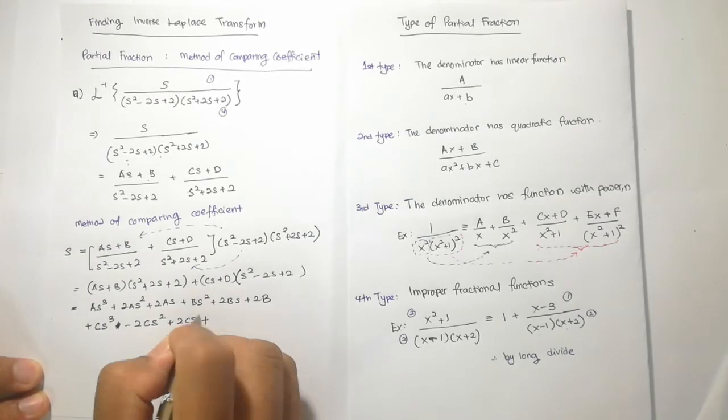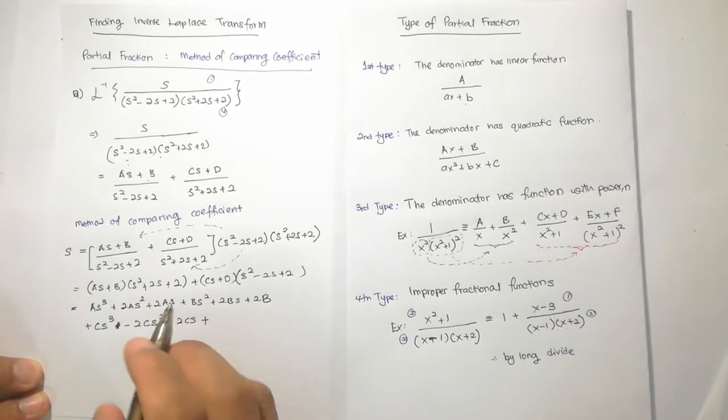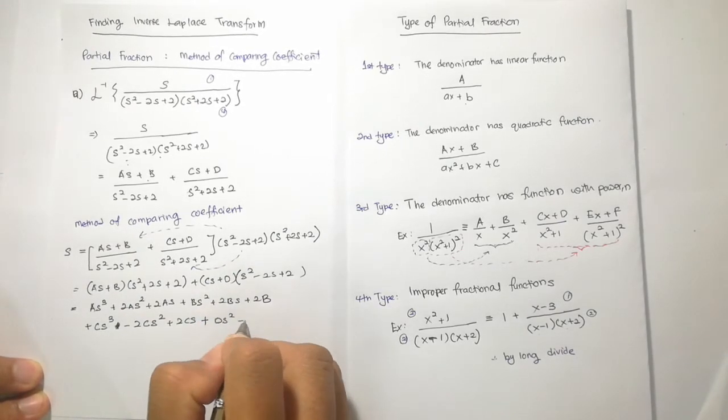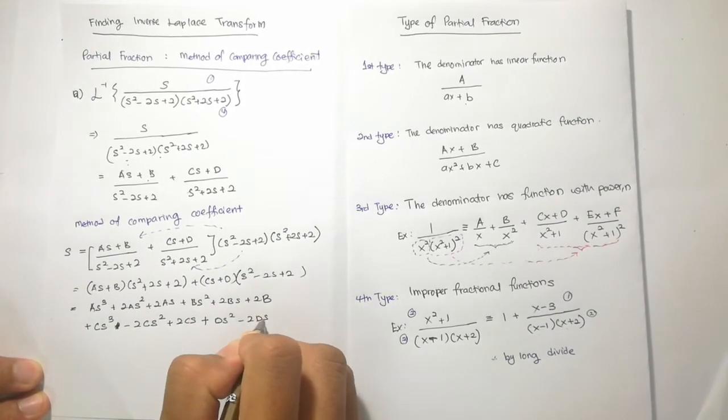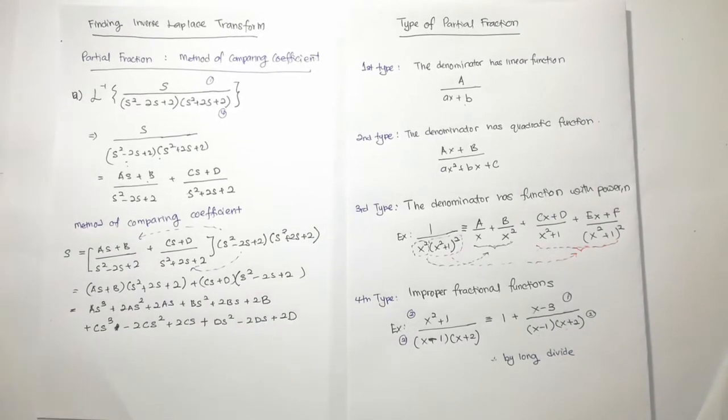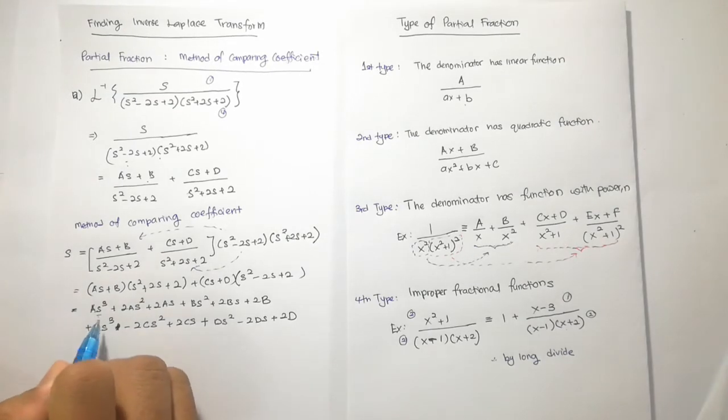Okay, and then now we will do for d, so we have ds squared minus 2ds plus 2d. Okay, alright. So the next one is the method of comparing coefficient, so we need to rearrange this equation so that you can check in terms of the power of s.